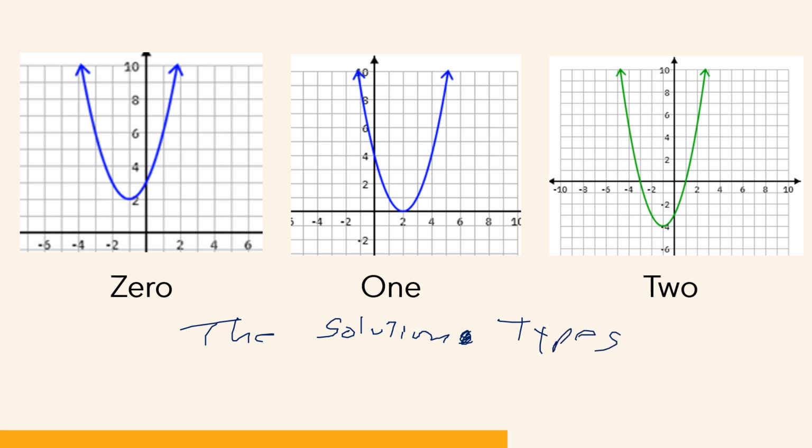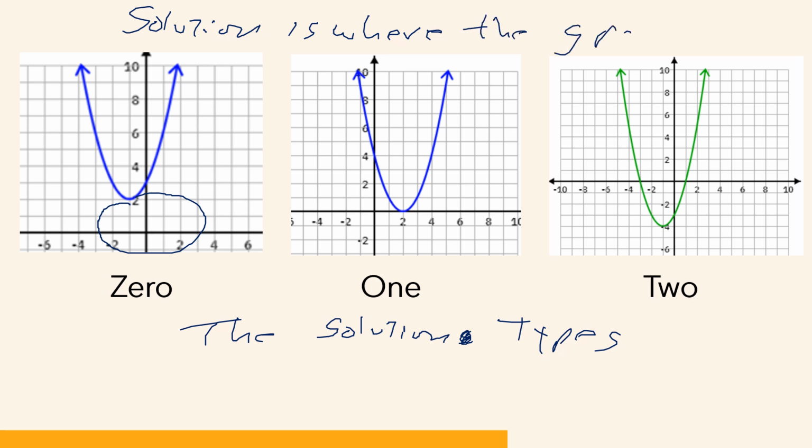You can have no solutions. And you're probably asking, well, what's a solution? Take a note, it's a good thing to take a note on. A solution is where the graph crosses the x-axis. So as you see here, there's 3 possibilities.